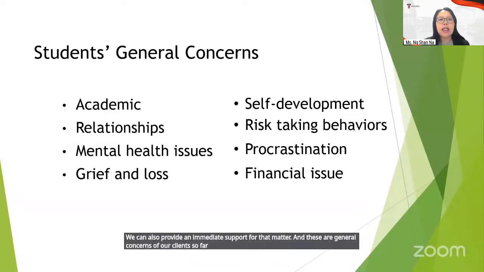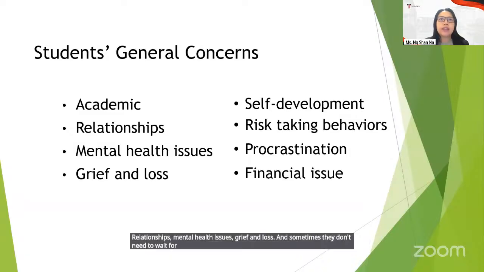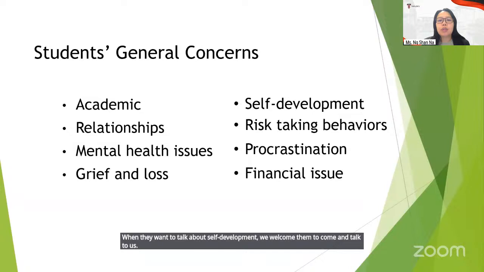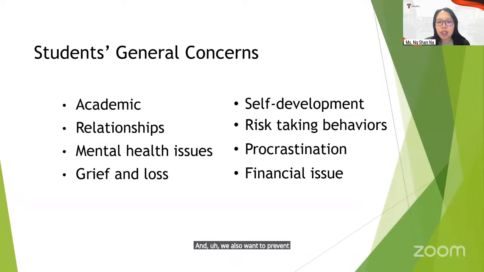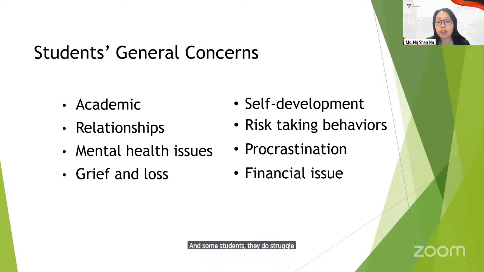If you can see, they are academic, relationships, mental health issues, grief and loss, and sometimes they don't need to wait for a very serious issue in order to talk to us. When they want to talk about self-development, we welcome them to come and talk to us. And we also want to prevent any risk-taking behavior such as self-harm, suicidal attempts, or suicidal thoughts. And some students do struggle with procrastination or even financial issues.